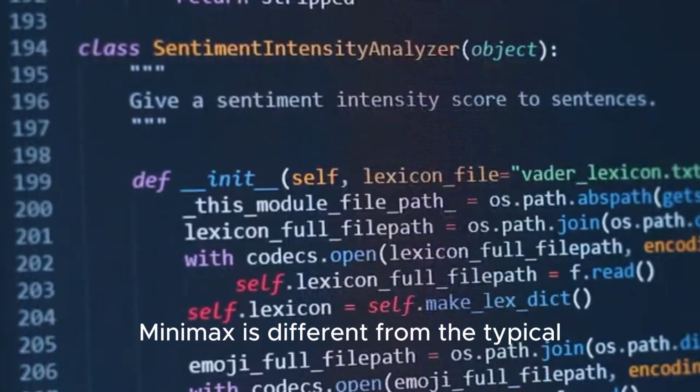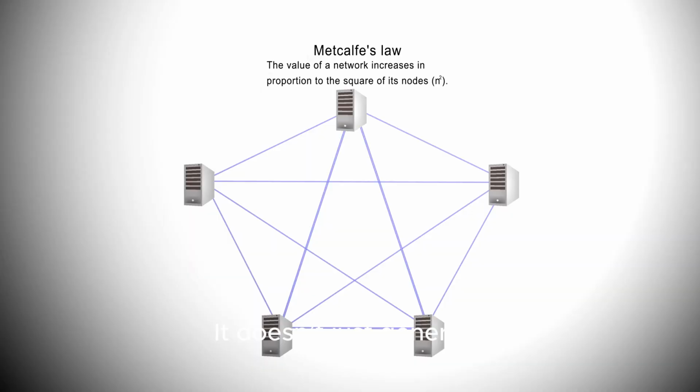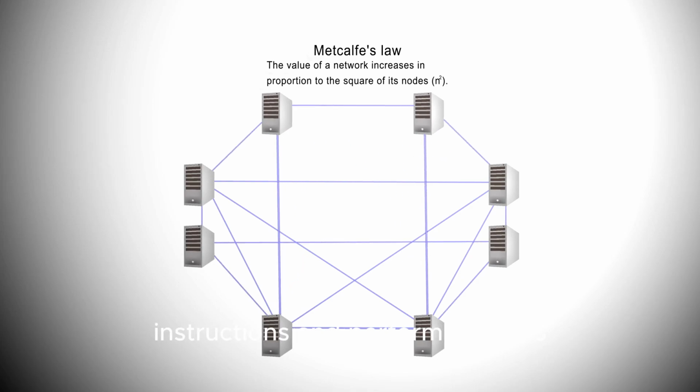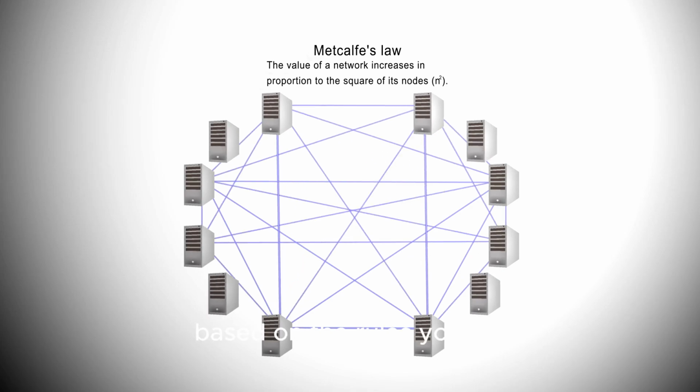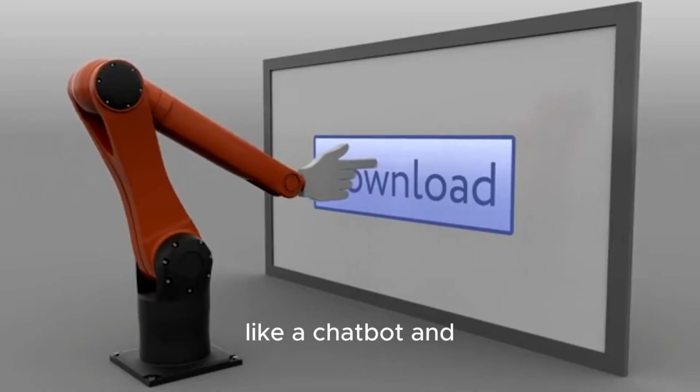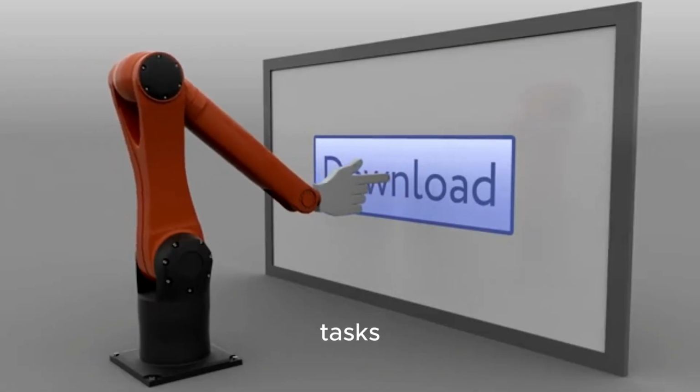Minimax is different from the typical AI tools you've probably seen. It doesn't just generate text or answer questions. It follows a specific list of instructions and performs actions based on the rules you set. Think of it less like a chatbot and more like a robot for your digital tasks.